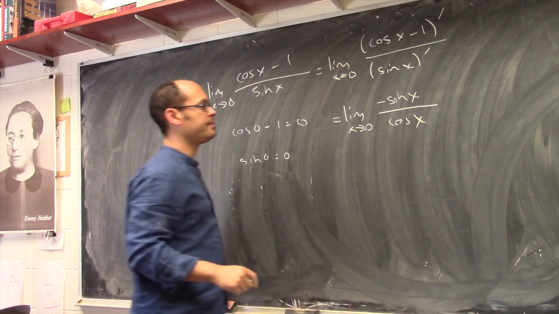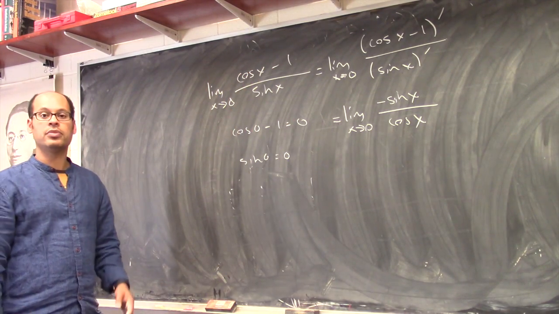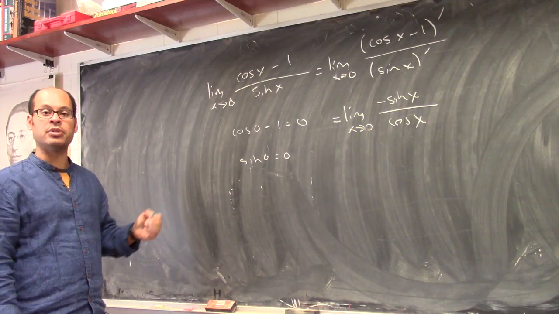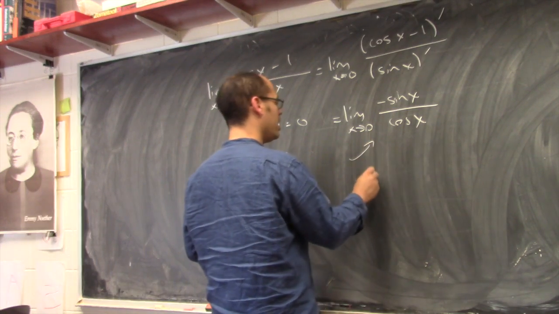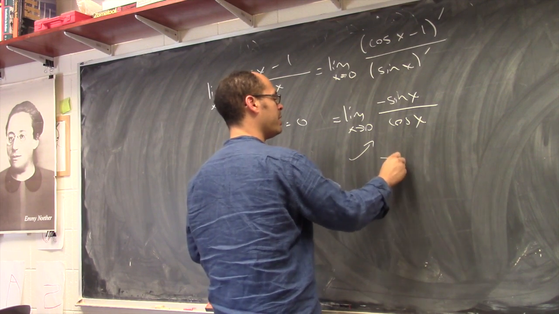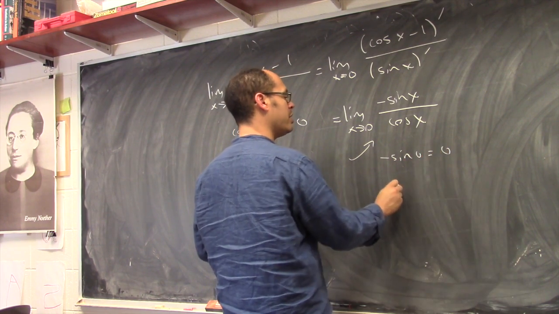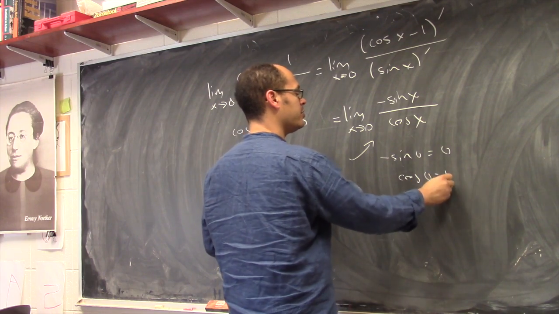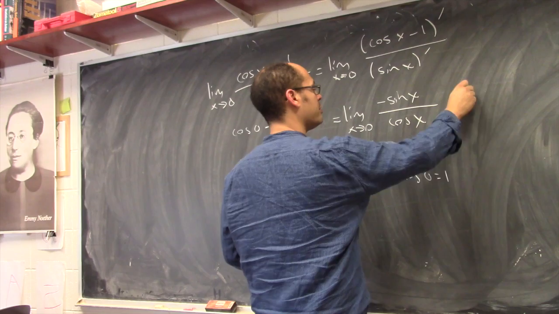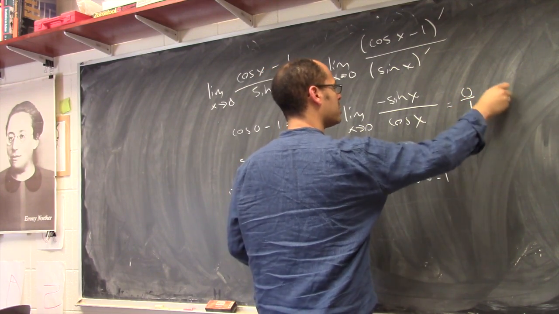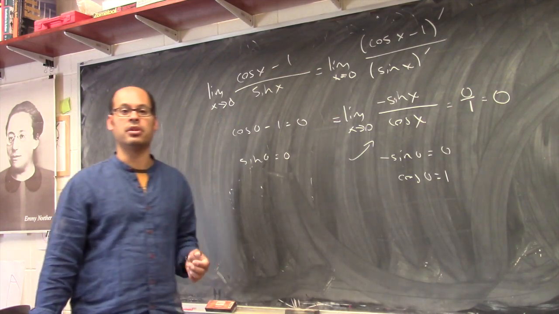And there we are. And now we start again and we say, what happens when we try to evaluate this? So in this expression, the top is going to go to the minus sine of 0, which is 0, and the bottom to the cosine of 0, which is 1. Now we're in good shape. The top is 0, the bottom is 1. That is a legitimate answer, and the answer is 0.